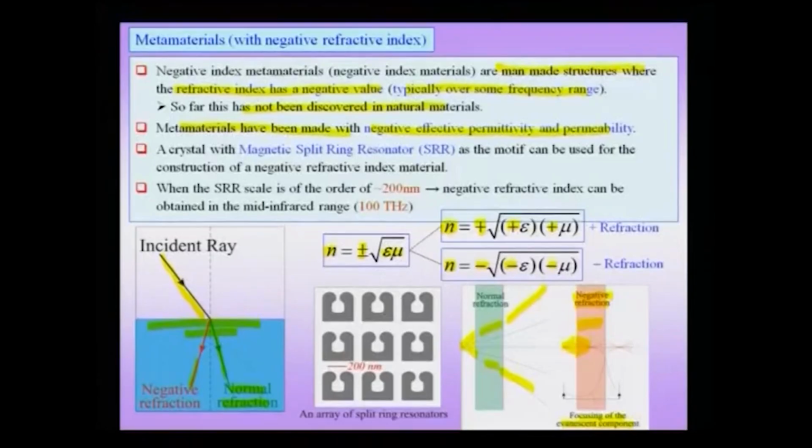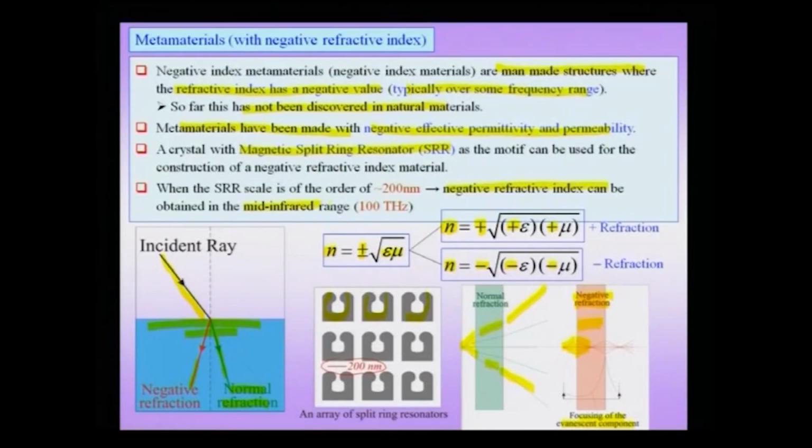Now, what are the typical materials or structures which show this kind of negative refractive index? There are structures which are known as magnetic split ring resonators, and there is a schematic of such structures here. All these gray regions in the figure below are these magnetic split ring resonators. Now there is a lattice of these structures, and therefore I make a crystal of these, and you note that if the scale of these structures happens to be of the order of 200 nanometers, then such a structure will show negative refractive index close to the visible range.